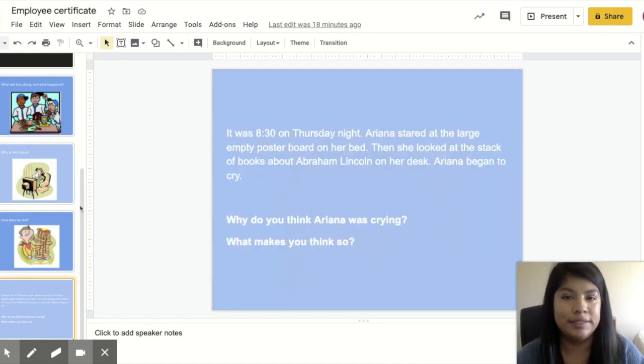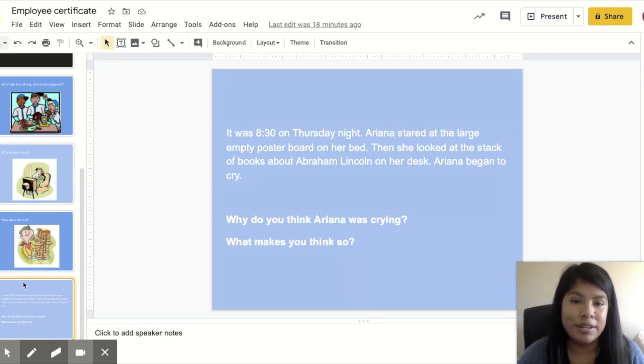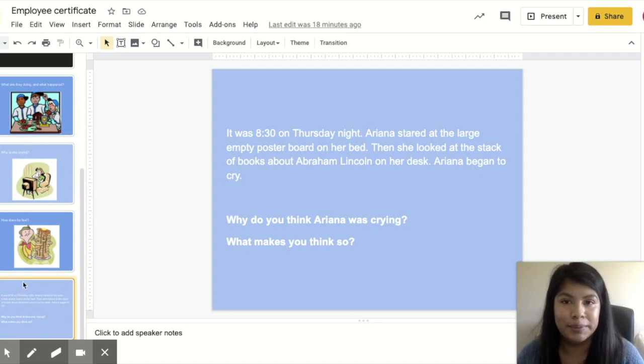We're going to move on to a quick little text, and we're going to do the same thing. It was 8:30 on Thursday night. Ariana stared at the large empty poster board on her bed. Then she looked at the stack of books about Abraham Lincoln on her desk. Ariana began to cry. Why do you think Ariana was crying? What makes you think so? Take a second and just think about it.